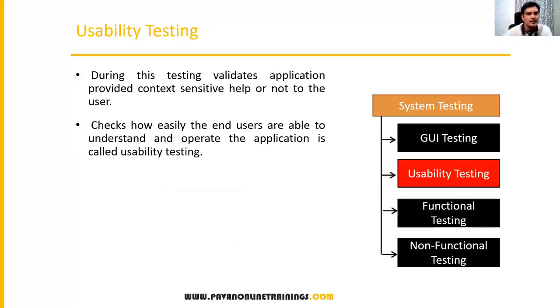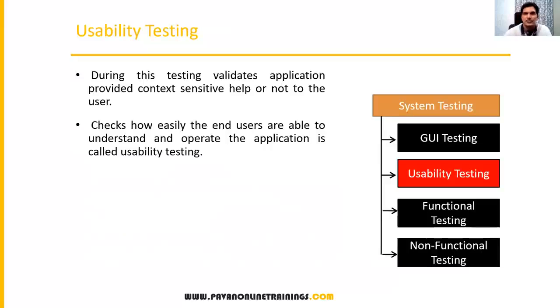Usability means the easiness of the application. Suppose you provide some application or software to the user, they should be able to use it in an easy manner, right? You should not feel like it is very complex. You should feel the easiness from your application. So that is basically called usability.